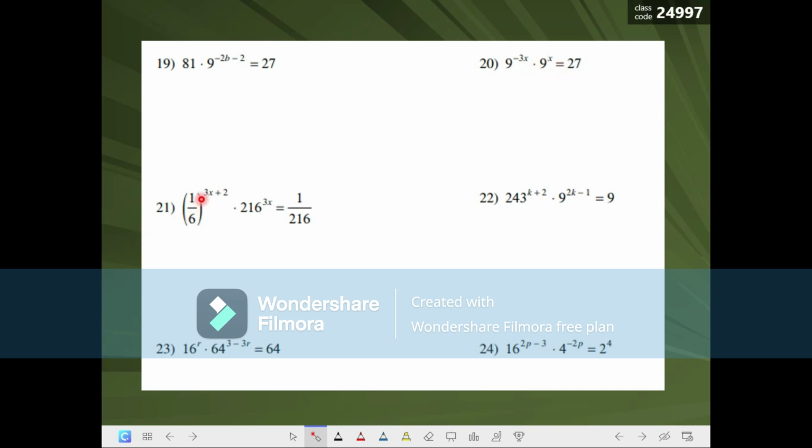Number 21. The quantity of 1 over 6 raised to the power of 3x plus 2 times 216 raised to the power of 3x is equal to 1 over 216. Number 22. 243 to the power of k plus 2 times 9 to the power of 2k minus 1 is equal to 9. Number 23. 16 to the power of r times 64 to the power of 3 minus 3r is equal to 64. And 24, the last number, 16 to the power of 2p minus 3 times 4 to the power of negative 2p is equal to 2 to the power of 4.